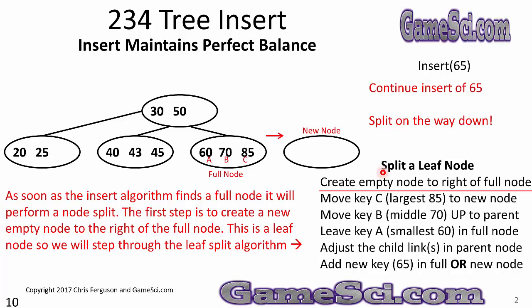Here is the algorithm to split a leaf node. We will go through every step to complete this leaf split. First, create an empty node to the right of the full node. This is a new node that I'm going to create to the right of the node that I'm splitting.